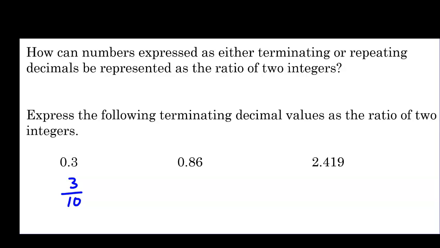Now we can move to 0.86. So we'd have 86 over 100. That could reduce to 43 over 50. In either form, it's the ratio of two integers. So 0.86 is rational. What if we had 2.419? So we'd have 2,419 over 1,000. Again, ratio of two integers. And we can do this for any terminating decimal. All that changes is the factor of 10 that we have to use in the denominator based off of how many decimal places we go to.